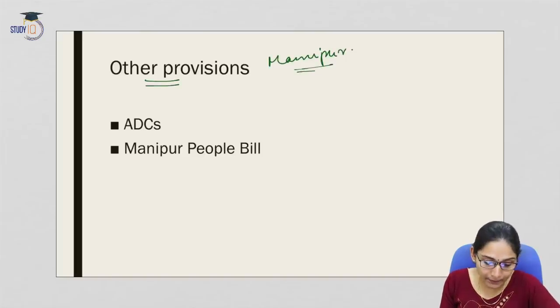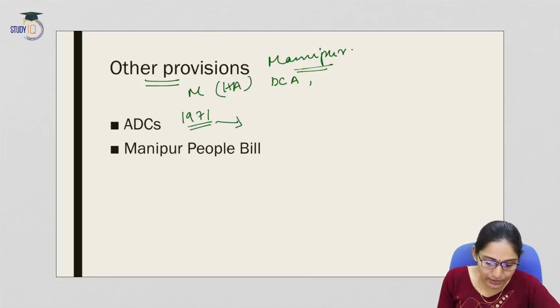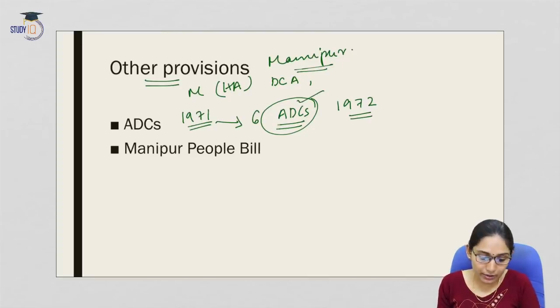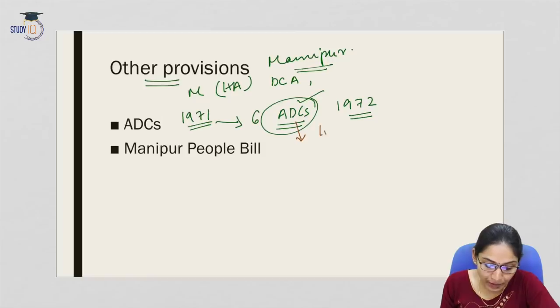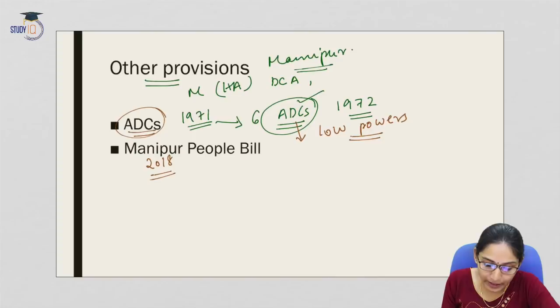Now let us see whether there are any other provisions for the state of Manipur. Now, the Manipur Hill Areas District Council Act of 1971. It was passed by the Parliament, and after passing of this act, it established 6 ADCs, that is Autonomous District Councils, in Manipur in 1972. But as we have seen, Manipur is not included in the 6th schedule of the Indian Constitution. So even though there are autonomous district councils in Manipur, they do not belong to the 6th schedule. Without the 6th schedule in place, these autonomous district councils have very less powers in comparison to the ADCs in the states which have been included in the 6th schedule. So this is about the ADCs in Manipur.